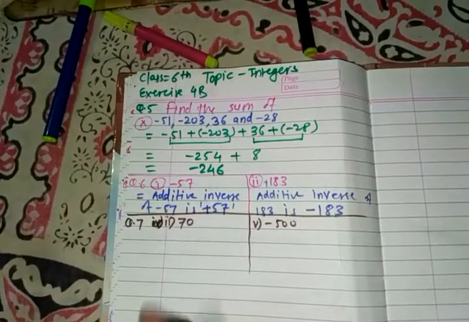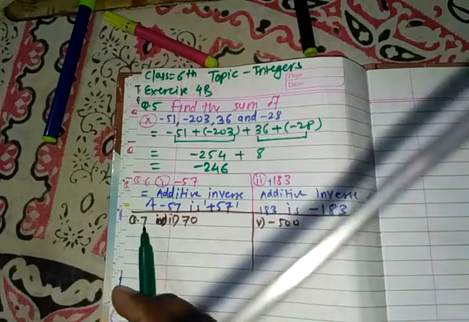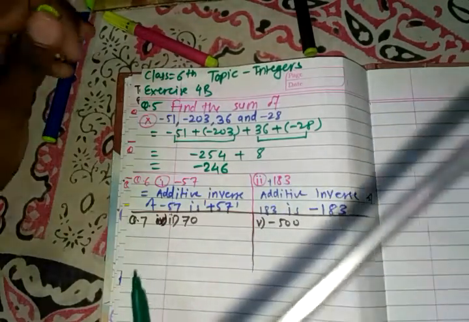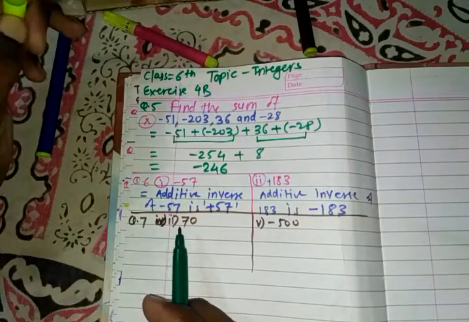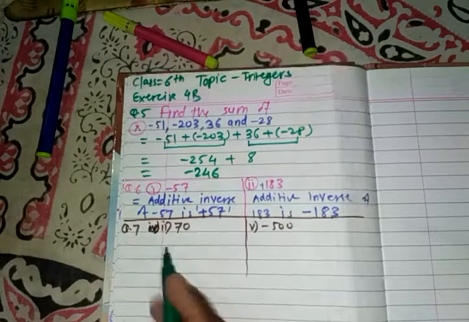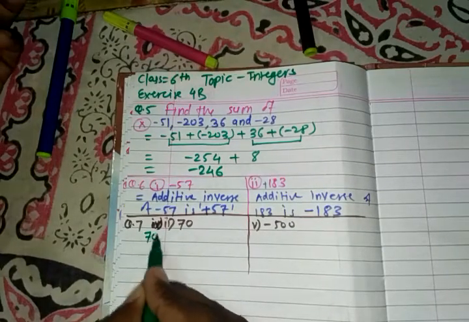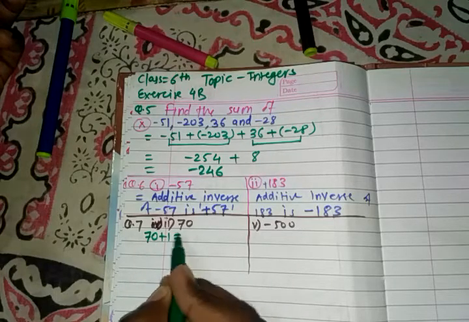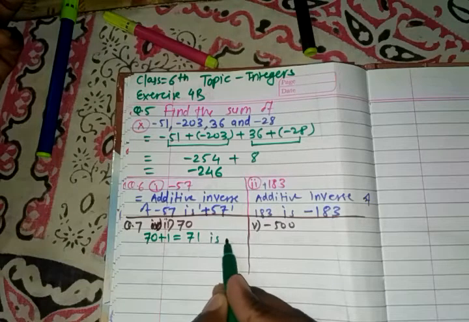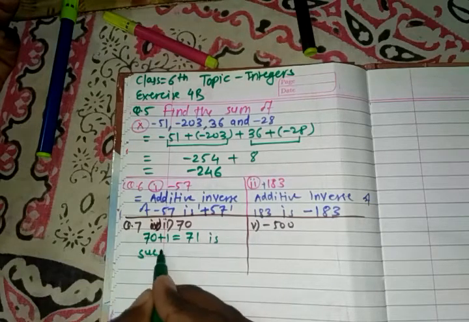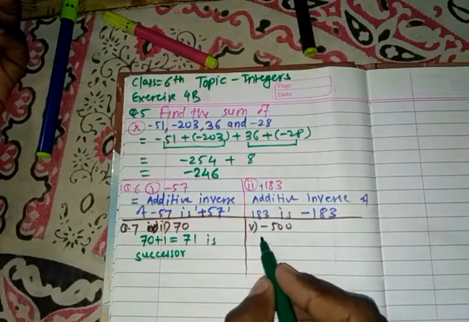Now in question number 7, we have to find the successor of each of the following. What do you mean by successor? Successor means the next number that we get by adding 1 to the given number. So here 70 is given, we have to find the successor of that. So we will add plus 1 and we get 71, which is our successor, right?